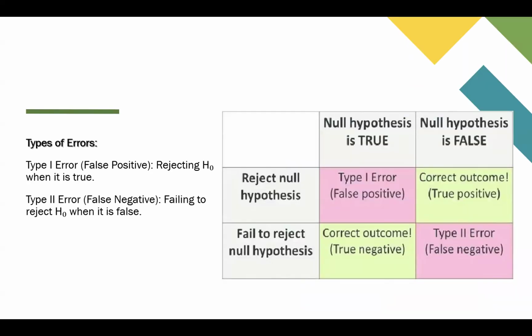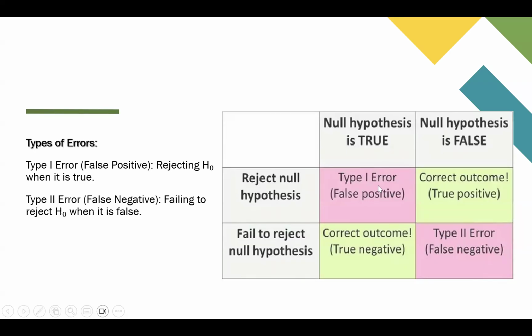So now we come to types of error. There are two types of error. Type 1 error, which is also called false positive, and type 2 error, which is false negative. What is type 1 error? It is rejecting the null hypothesis when it is true. And type 2 error is failing to reject the null hypothesis when it is false.